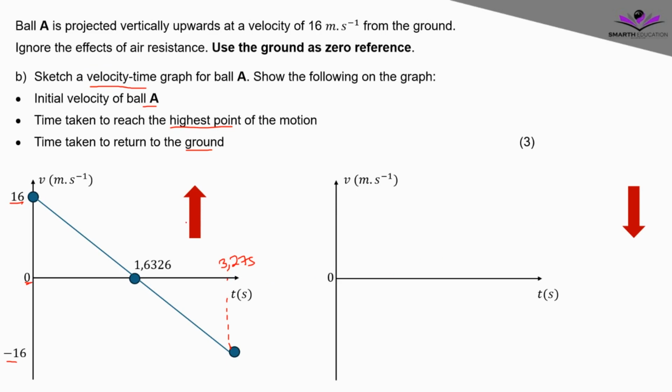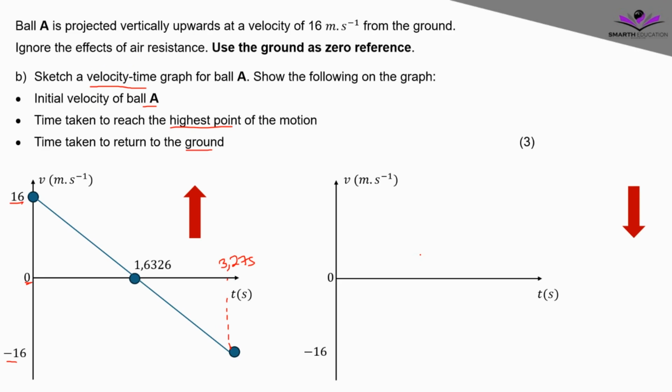If we take downwards as positive, remember these are just the same graphs. Only on this side we're taking upwards as positive, and here we're taking downwards as positive. If you take downwards as positive, the initial velocity is going to be negative because the ball is going up. And then the graph should be increasing, because when we take downwards as positive, the acceleration is positive, and acceleration is the gradient of the velocity time graph. So if it's positive, the graph should be increasing.